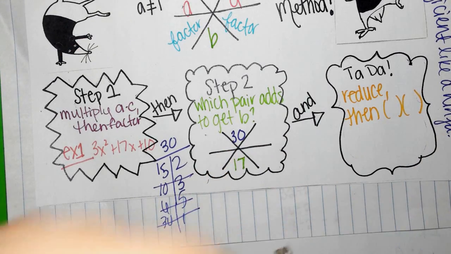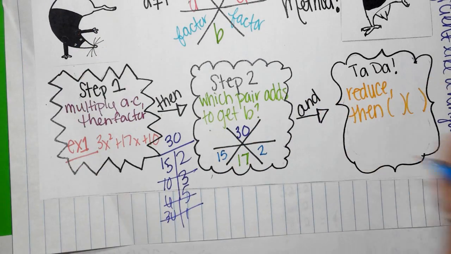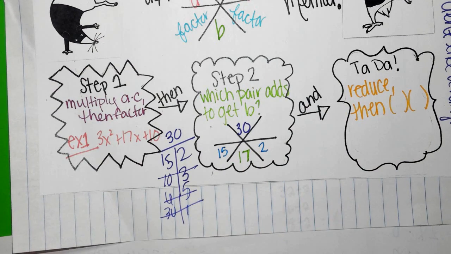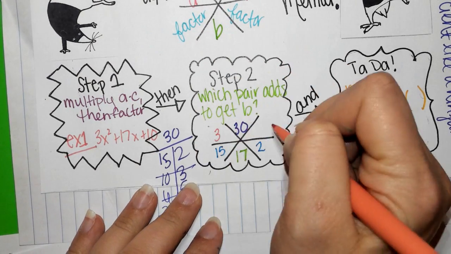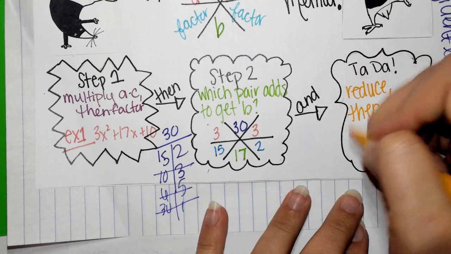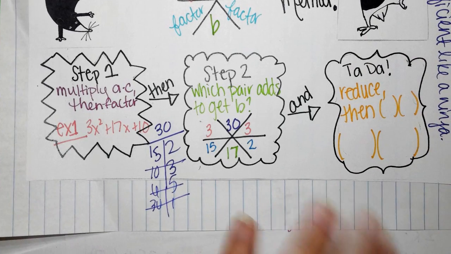Look at us go. Alright, now I want you to write 15 on the bottom and 2 on the other side. Now, what does it say goes in our top up here? A. And what is A? 3. So everybody write a 3 up top. Now, we're going to go ahead and write both of our parentheses. We're going to write it under step 3.